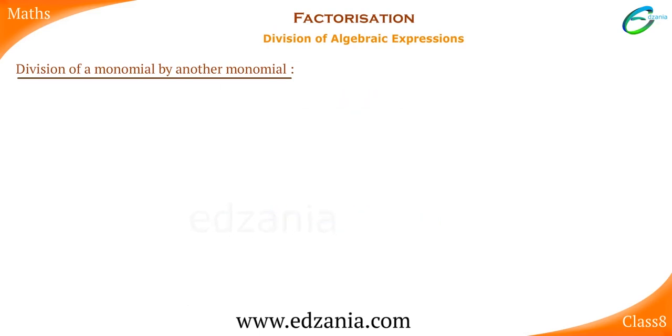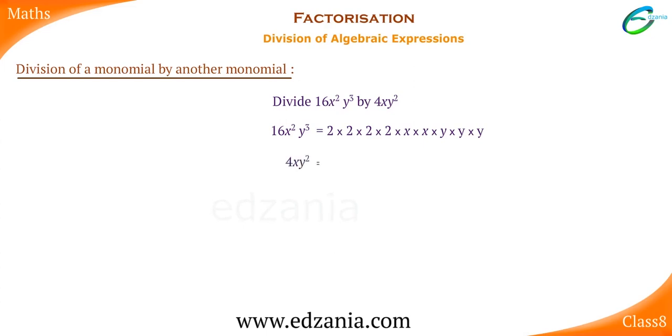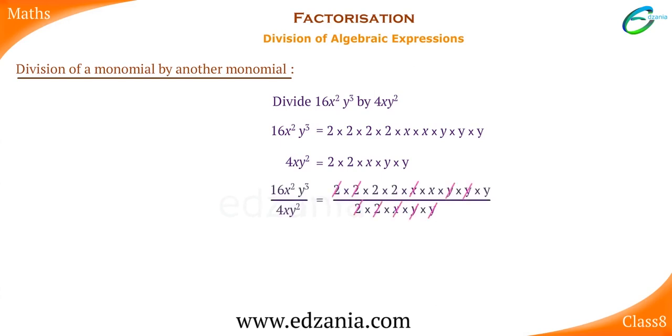Let us solve another problem. Divide 16x squared y cubed by 4xy squared. Let us first factorize 16x squared y cubed, which gives 2 into 2 into 2 into 2 into x into x into y into y into y. On factorizing 4xy squared, we get 2 into 2 into x into y into y. Divide the two monomials and cancel the common factors in between them. So we get the result as 4xy.